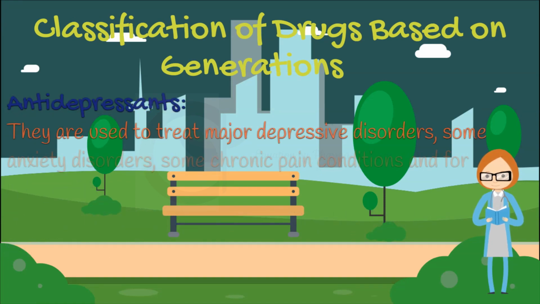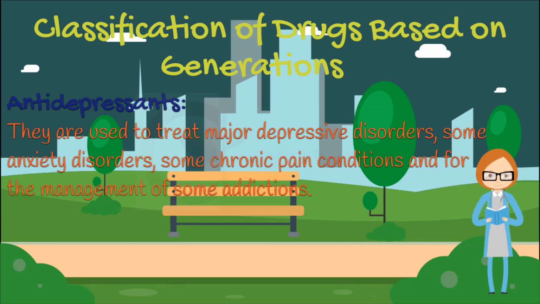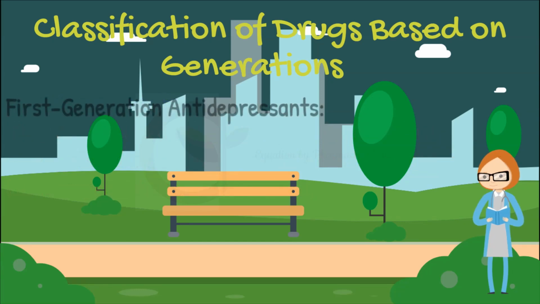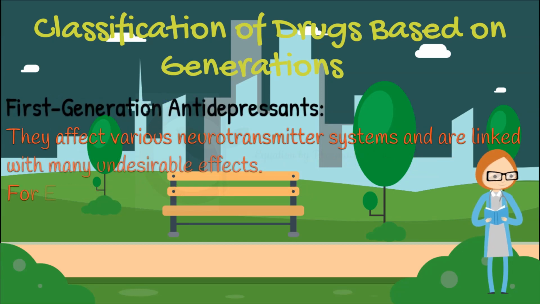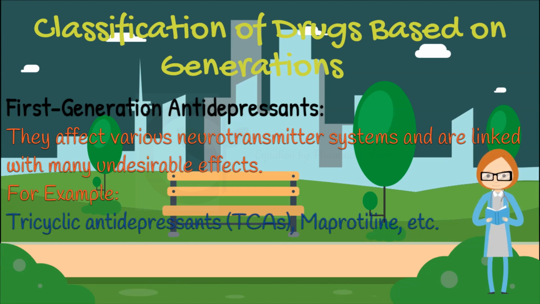Antidepressants are medications that are used to treat major depressive disorders, some anxiety disorders, some chronic pain conditions, and for the management of some addictions. Antidepressants are classified into 5 generations, which are: first-generation antidepressants. They affect various neurotransmitter systems and are linked with many undesirable effects. For example, tricyclic antidepressants, TCAs, medifoxamine, etc.